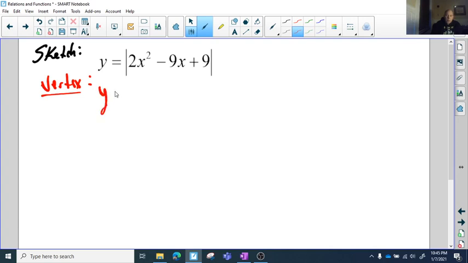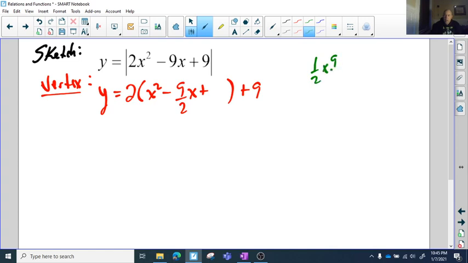Now this one, when you go to find the vertex, there's a coefficient. It needs to get factored out. Doesn't go evenly. Well, nothing I can do about that. So we just write it as 9 over 2, x, plus 9. So we need to take half of 9 over 2, that's 9 over 4. And then you have to square that. So that's going to make here 81 over 4.